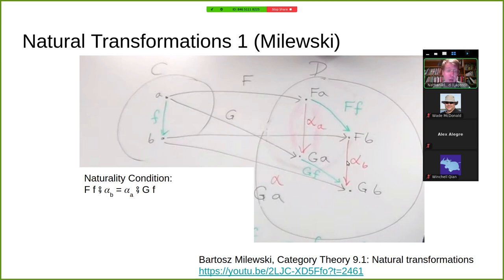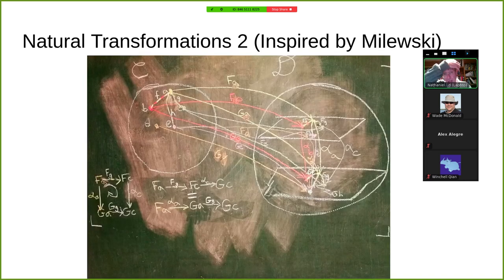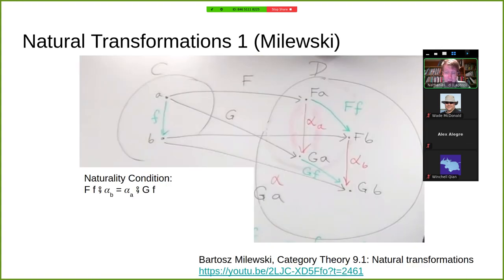If we can get from F of A to G of B, we want it to be the same either way. And in some sense, we preserved the structure here. We've stayed true to how F sees things and how G sees things in this natural transformation. So that's one way to see it. Let's talk about another way to see it.